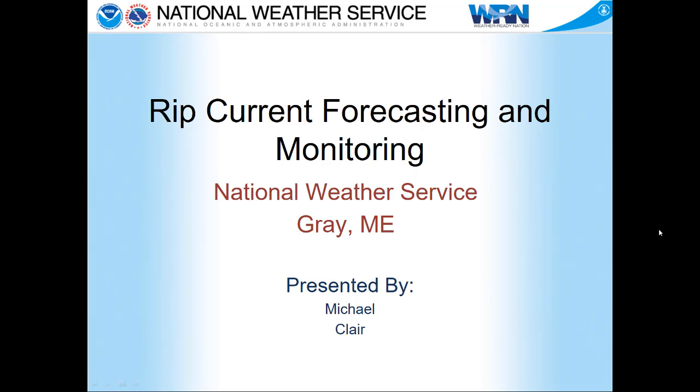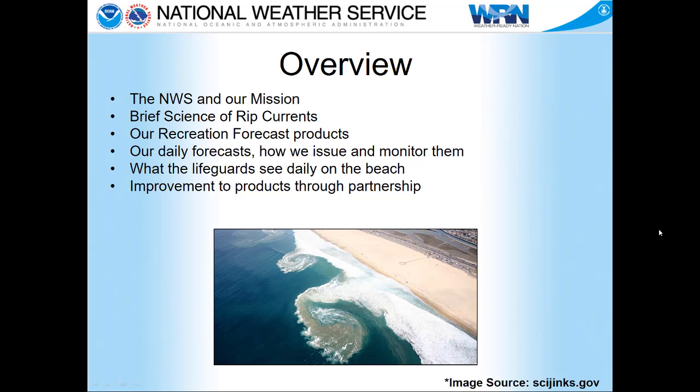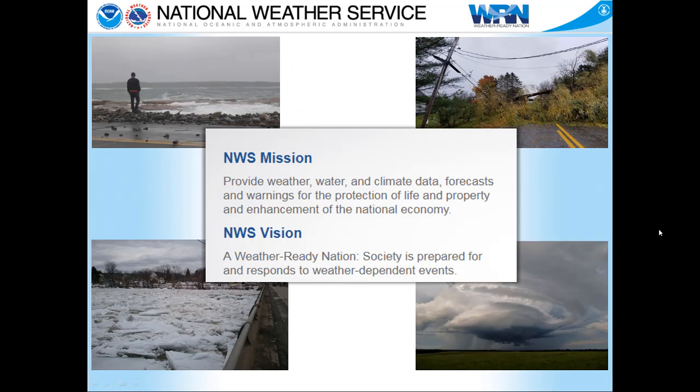I'm meteorologist Michael Clare, and today we're going to be talking about the National Weather Service and our mission, and we'll be diving into some science on rip currents. We'll discuss our daily recreation forecast products, and also how we issue them and how we monitor them. And then we'll be discussing what lifeguards see on a daily basis and how that can play a role into our forecast, and how working together could help to improve our products through a local partnership.